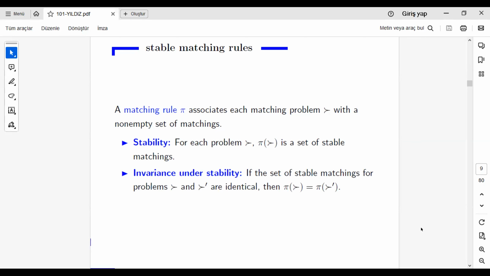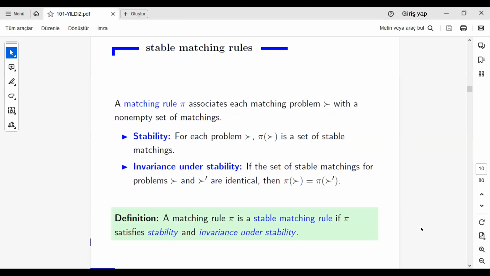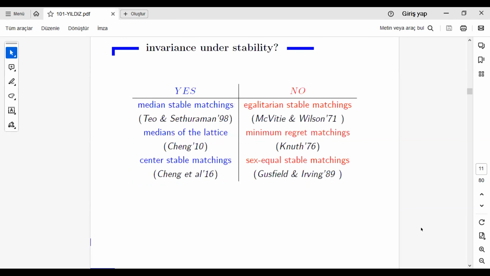And we would like a stable matching rule to obey this minimal condition called invariance under stability. It's possible that two problems with different preference profiles may have exactly the same set of stable matchings. In that case, our stable matching rule should find the same solution for both. Okay, so a matching rule is a stable matching rule if it satisfies stability. In other words, if it picks up only stable matchings and if it obeys invariance under stability.